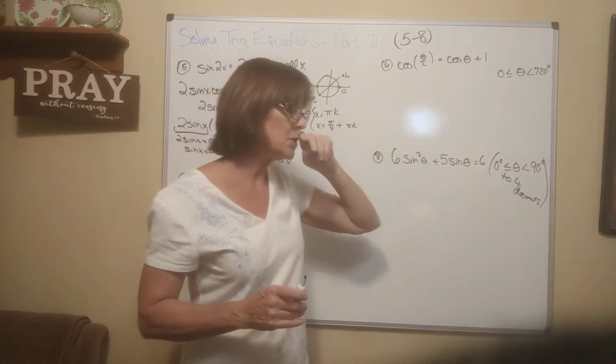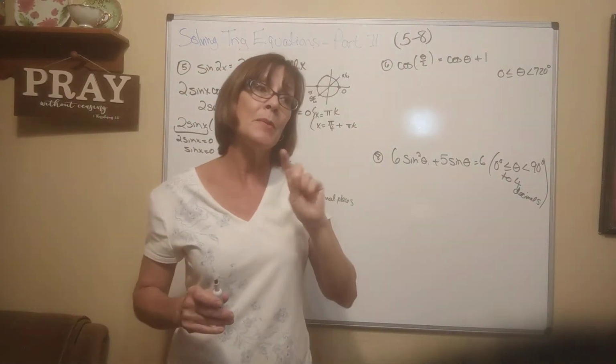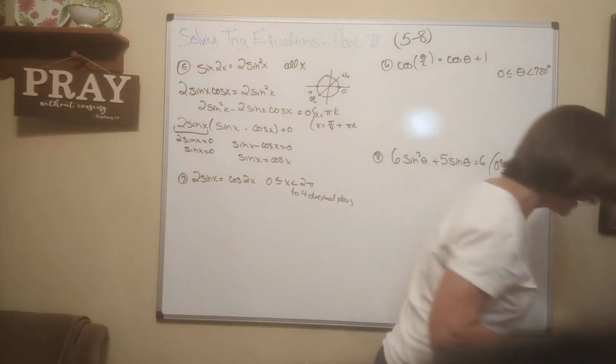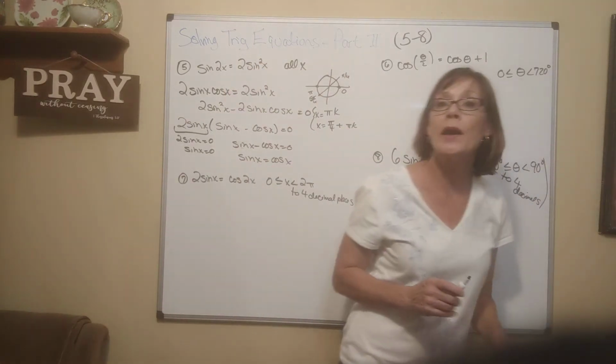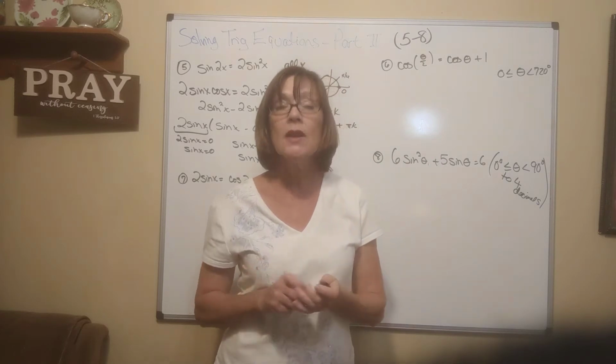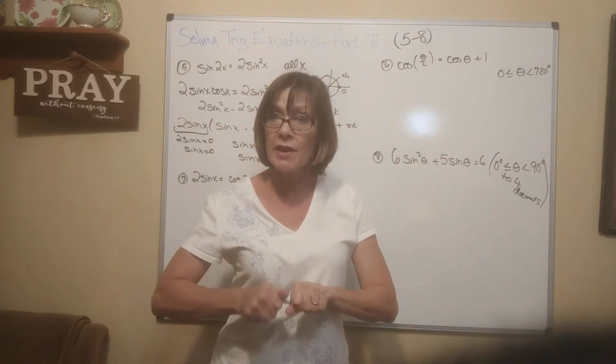I don't like to use the half angle identities if I can help it, because when you're solving equations and you have to square both sides of an equation, you introduce what's called extraneous solutions.